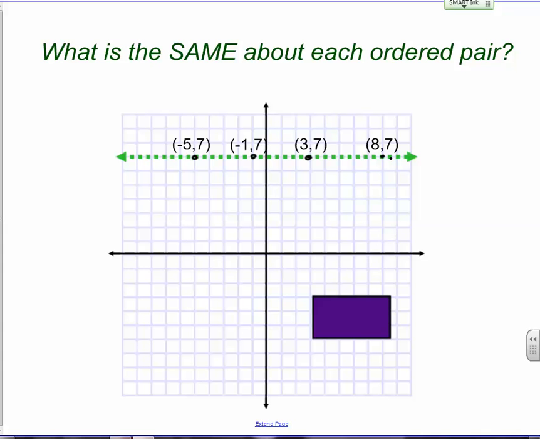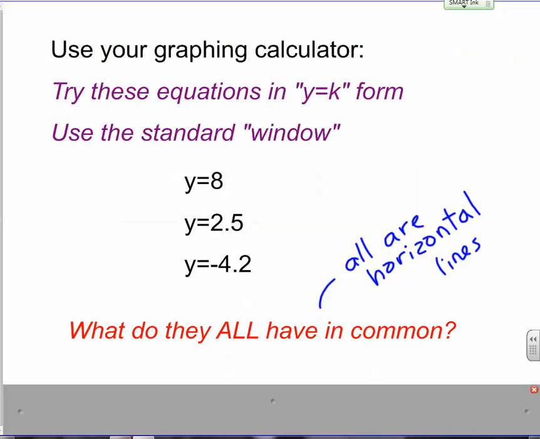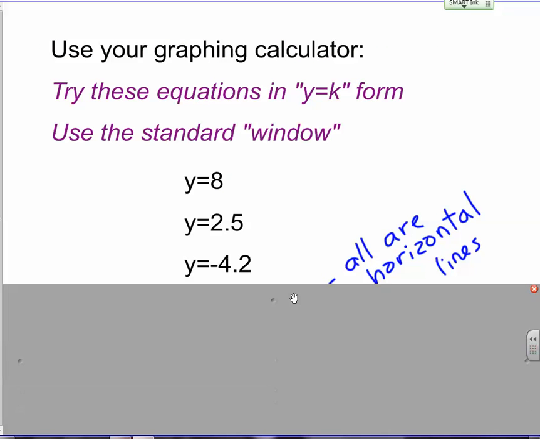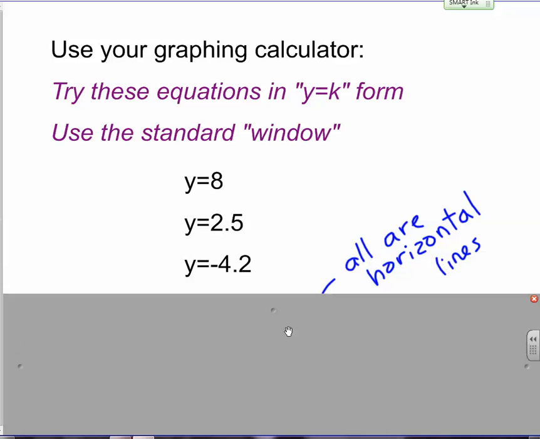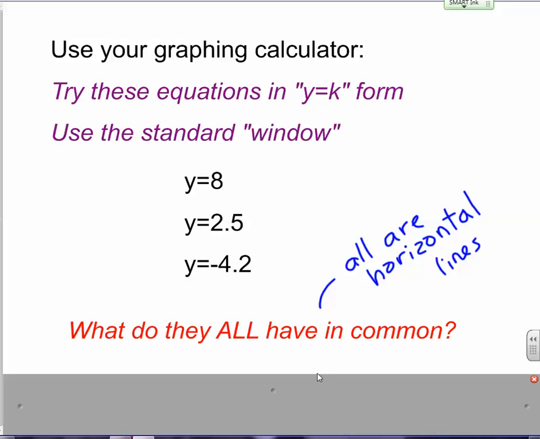So that's what we worked on. And what's the same about every ordered pair? Well, y is 7. And that's your equation of that line, y equals 7. Okay, then you graph these with your graphics calculator. Y equals 8, and y equals 2.5, and y equals -4.5. And the thing they had in common is all of them are horizontal lines. And any equation in the form of y equals a number is a horizontal line.